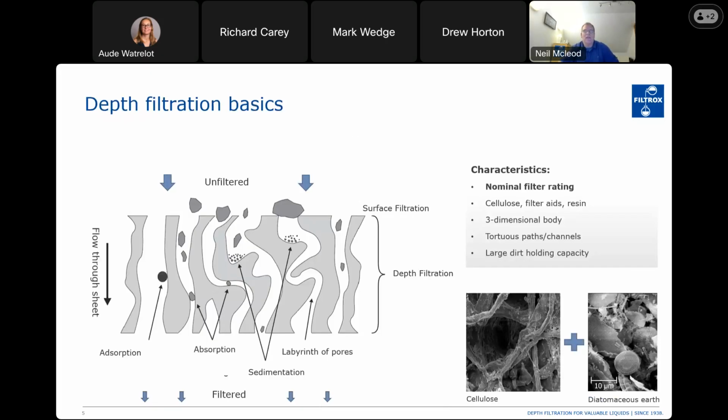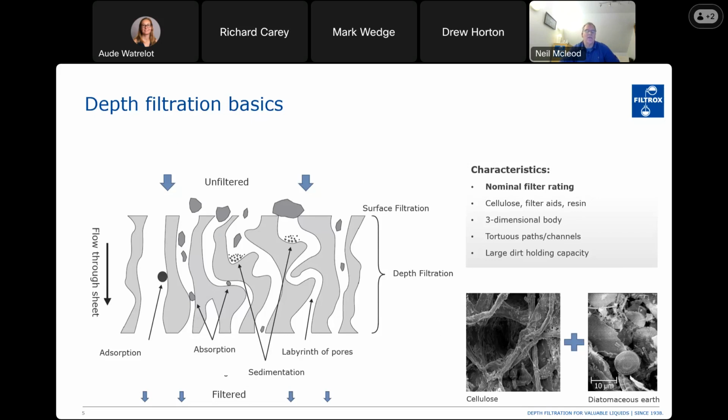So really, we're talking about depth filtration today when we talk about wine. Depth filtration is a very common filtration application within the wine industry. And when we talk about a depth filter, we define it against, say, surface filtration.